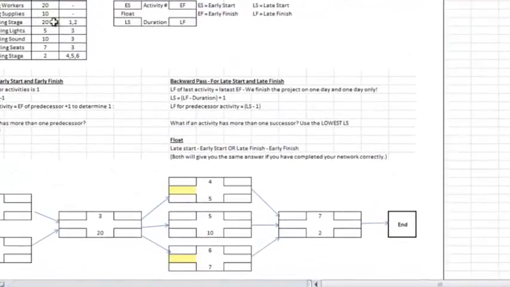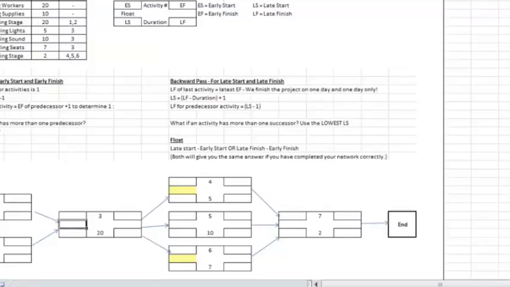Now, activity 3 has predecessors of 1 and 2. So activity 3 cannot start until 1 and 2 finish. And by the way, when we do draw these, we do assume a finish-start relationship. So 1 must finish before 3 can start, and 2 must finish before 3 can start.